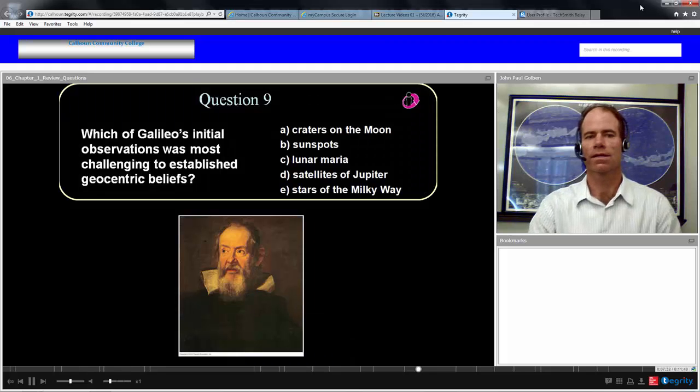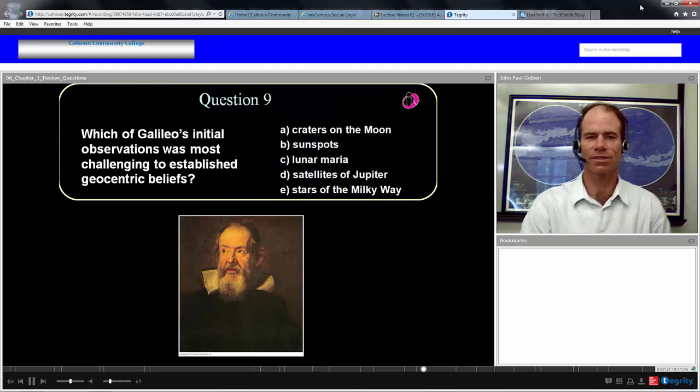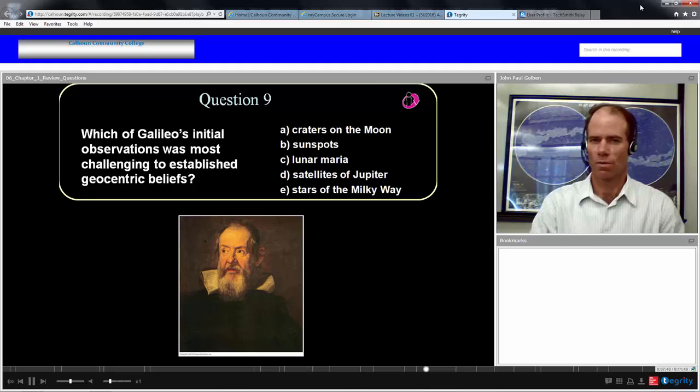Question 9. Which of Galileo's initial observations was most challenging to establish geocentric beliefs? Well, if you're going to go geocentric, you've got to go all the way. So you're saying that the Earth is the center of all motion and everything's going around the Earth. So if you're going to challenge that, what would be most challenging is the fact that if you observed over the course of day after day after day, you would see that there were satellites going around Jupiter, 4 now called Galilean satellites, 4 major moons going around Jupiter, and that would pretty much put holes in the theory of the geocentric model.